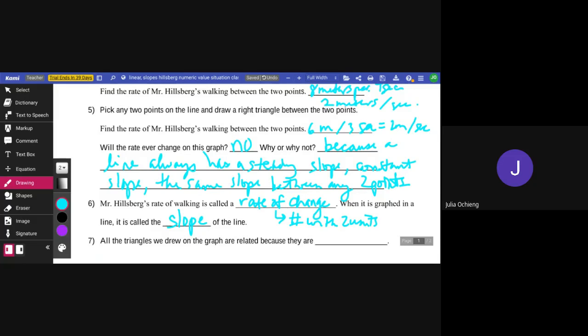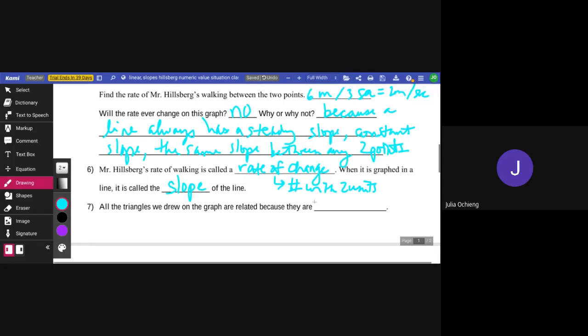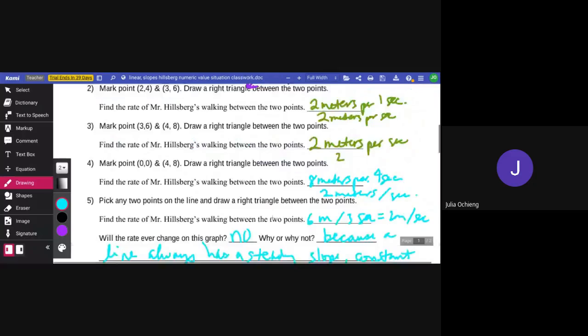And if you filled out the word slope, you're correct. So rate of change is a number, and when you graph it in a line, it's called a slope. Number 7, all the triangles we drew on the graph are related because they are, and this is a review of geometry, similar triangles. If you remembered the word similar triangle, then you're right. Remember, similar triangles all have the same rate. So these all have the same rate.